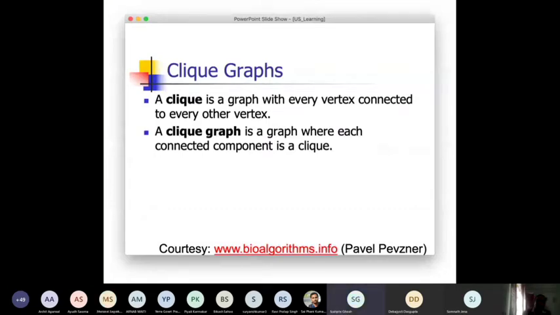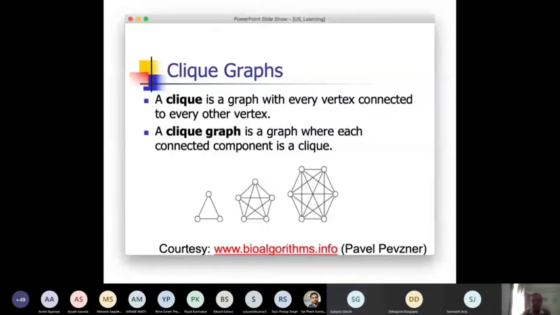Right. So examples are there. A clique graph is a graph where each connected component is a clique. So these are examples of cliques, and a clique graph could also be a union of these cliques. Any possible union?